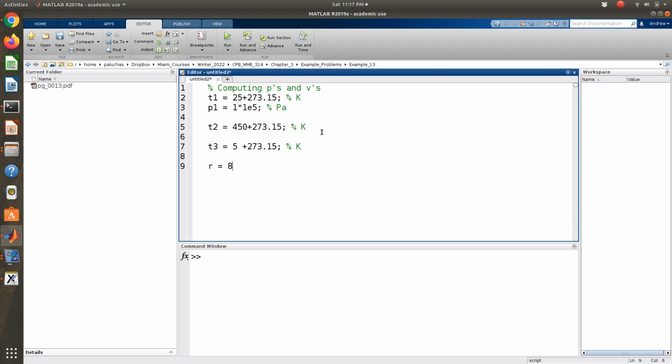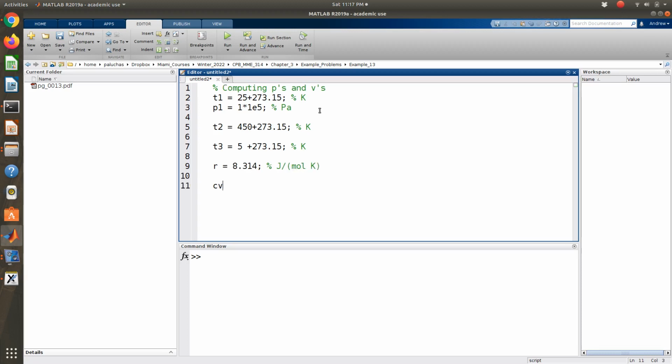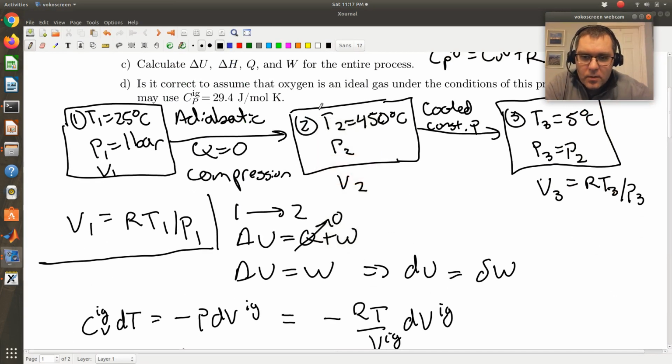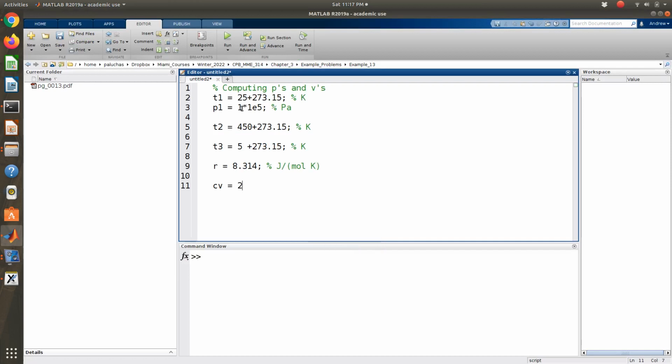So R, that's 8.314, and that's in SI units, so joules per mole Kelvin. CV is given in the problem statement, 29.4, and that is also in joules per mole Kelvin. And I'm going to go ahead and compute CP. CP is going to be CV plus R, just in case we need it later on.